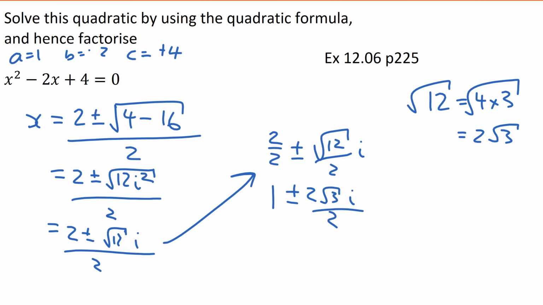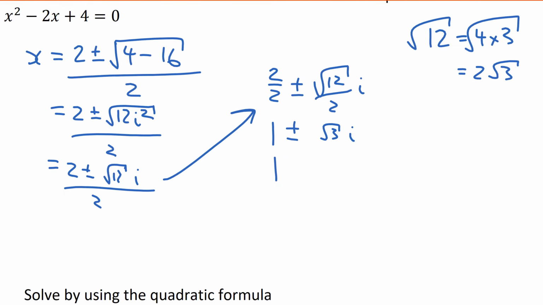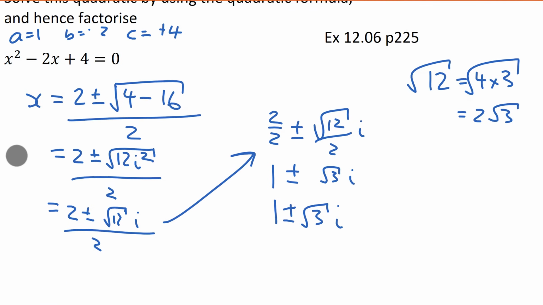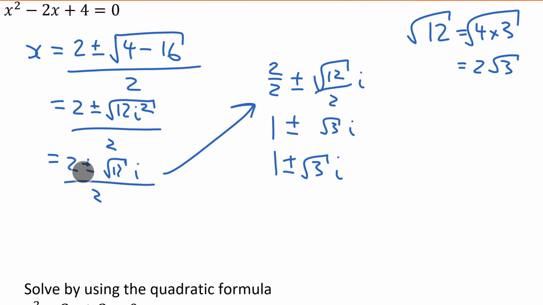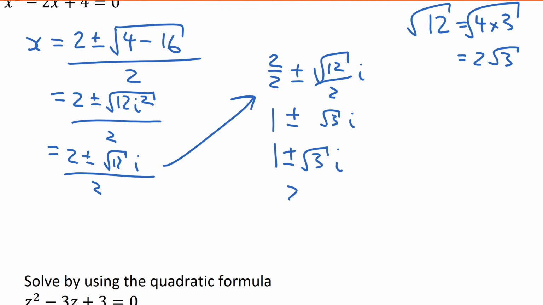What's happened to my 2's? That is terrible. 1 plus and minus root 3i. Can you see that? Okay, so in the question it said hence factorise. So that's questions 5 through 8 part. So how do I factorise that? X minus 1 plus root 3i.